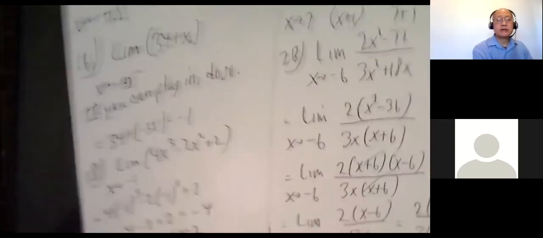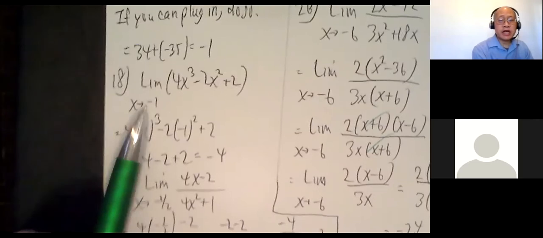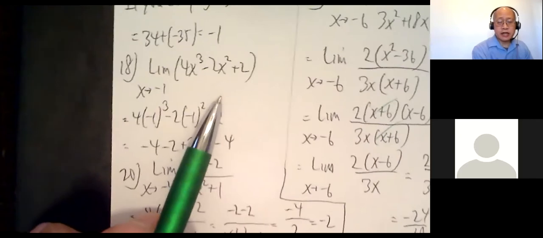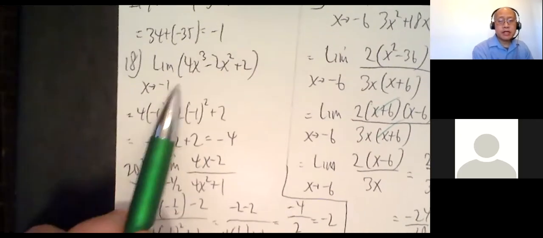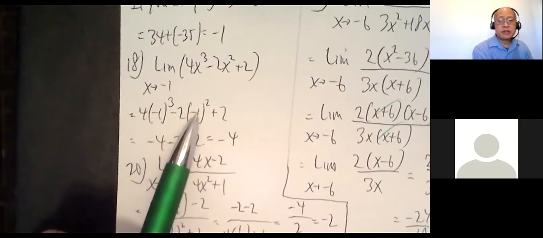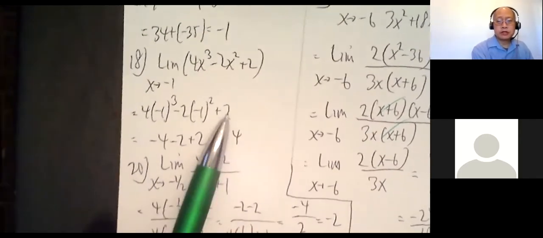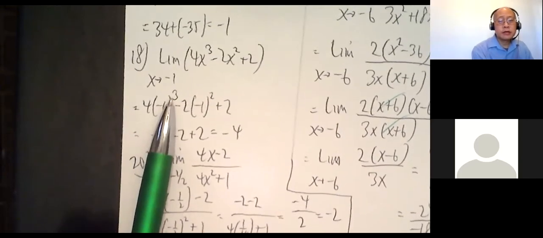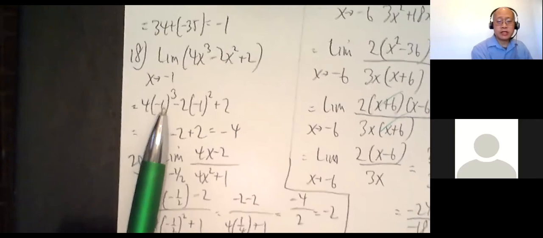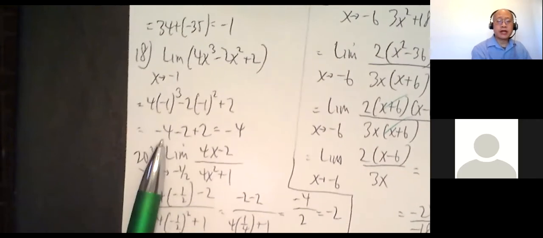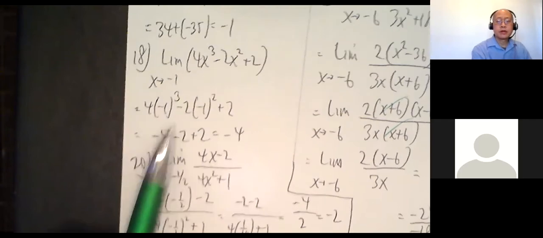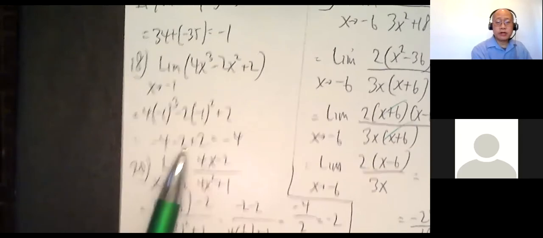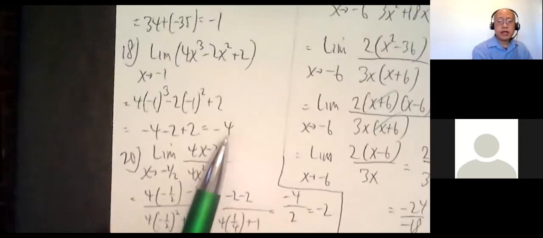Okay, here's 18. Limit as x approaches negative 1 of 4x cubed minus 2x squared plus 2. Okay, just plug it in. 4 times negative 1 cubed minus 2 times negative 1 squared plus 2. Negative 1 cubed, negative 1 times negative 1 times negative 1 is negative 1. Multiply that by 4, you get negative 4. And then negative 2 times 1 is negative 2 plus 2. So my answer is negative 4.